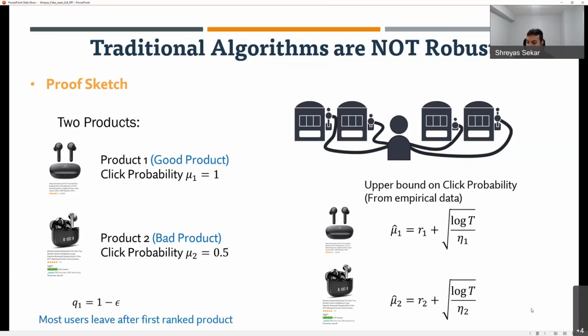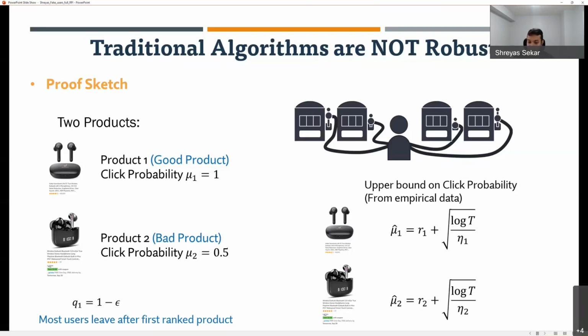The second term that you see, log t by eta, can be thought of as an upper bound, where eta is the number of customers who looked at this product. So the more feedback I get on the product, the more confident I am in my decision. And that's when eta becomes larger and my R1 term starts dominating. But the basic idea here is that this drives the algorithm to get more feedback on specific products so that I can quickly converge to a good estimate of its click probability.